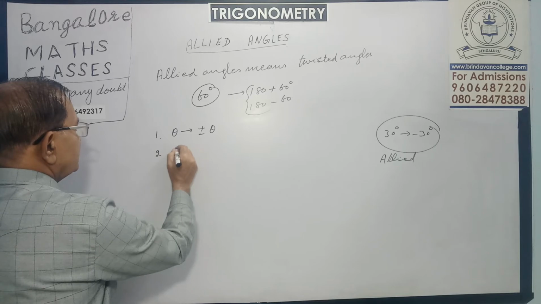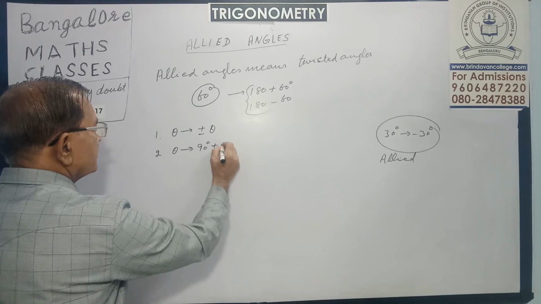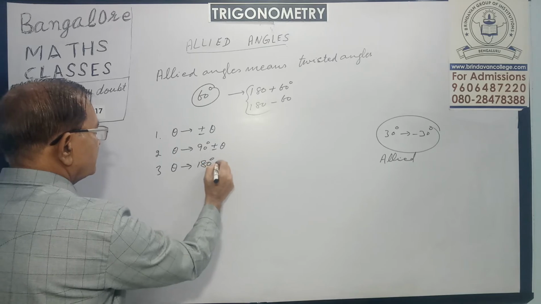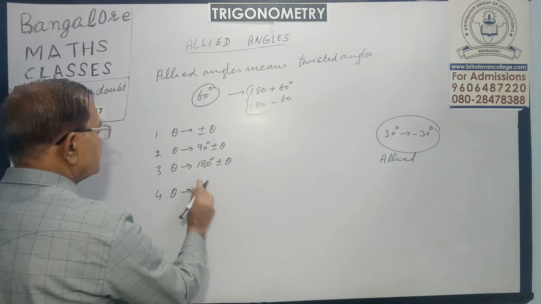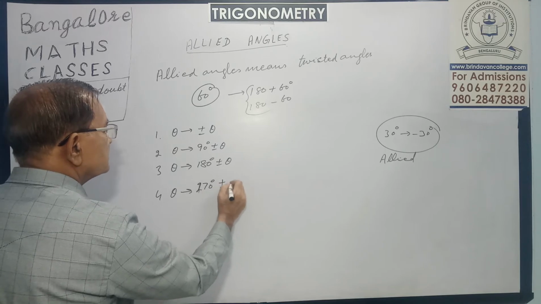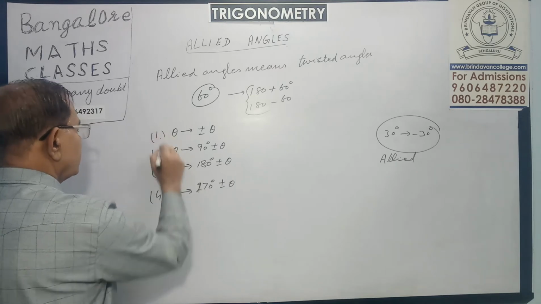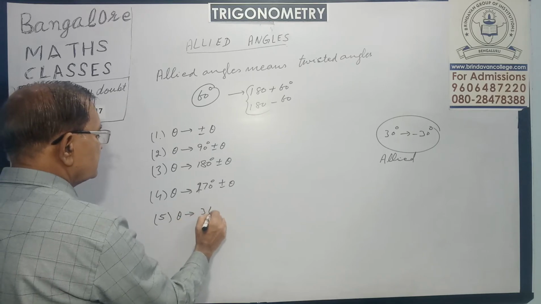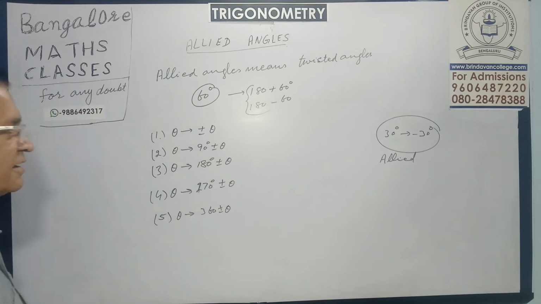Then to theta I can change it to 90 plus or minus theta. Theta to 180 plus or minus theta. Theta to 270 plus or minus theta. Fifth, theta to 360 plus or minus theta. So these are all allied angles.